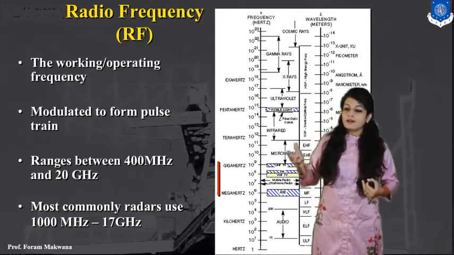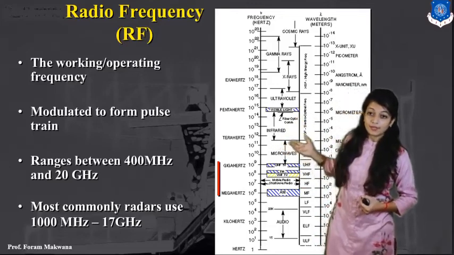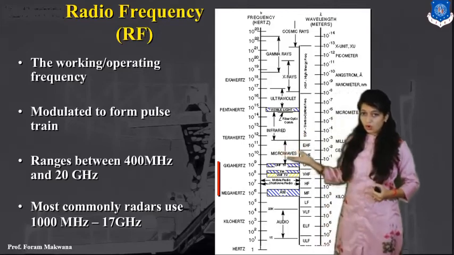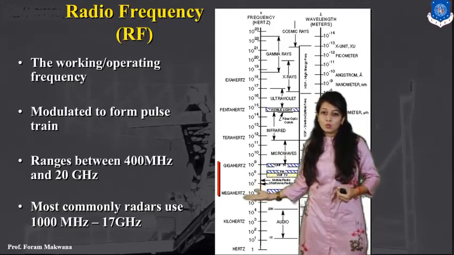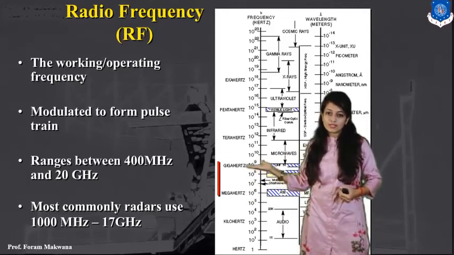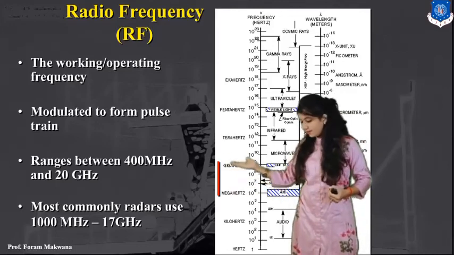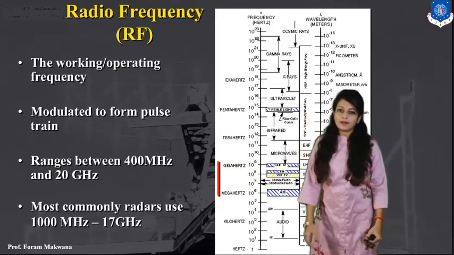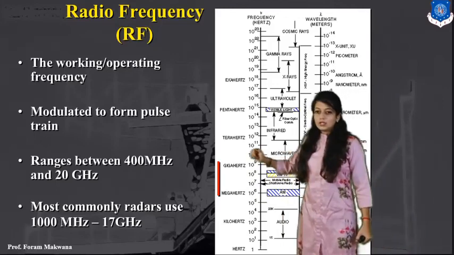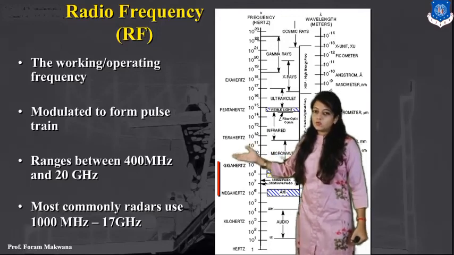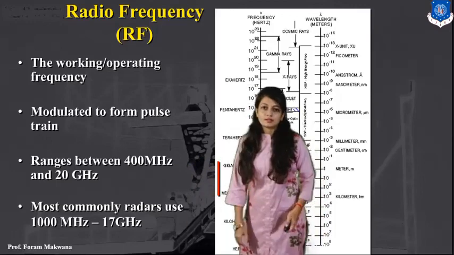So my wavelength is going to reduce. Alright? So the most commonly used radars operate at a frequency of 1000 megahertz to 70 gigahertz. The red bar shows the operating frequency of radar. Alright? And we can say that the range can be between 400 megahertz to 20 gigahertz. Alright?